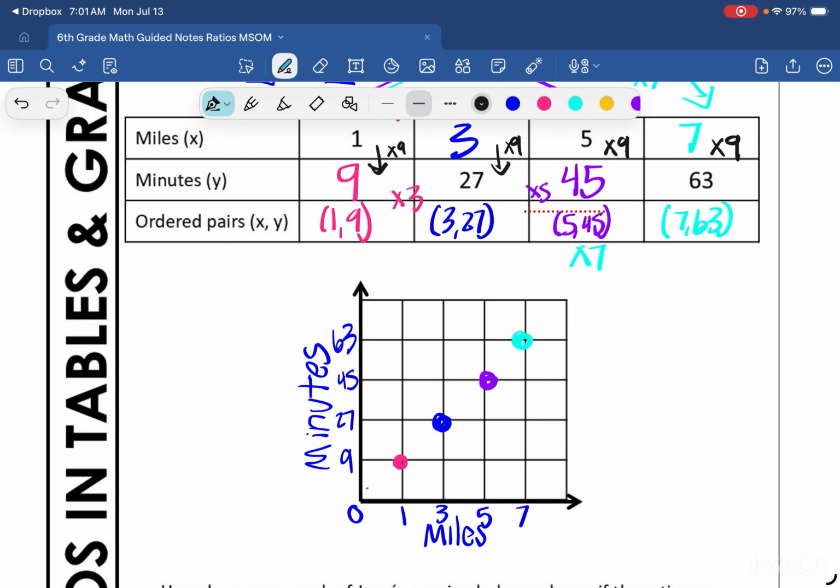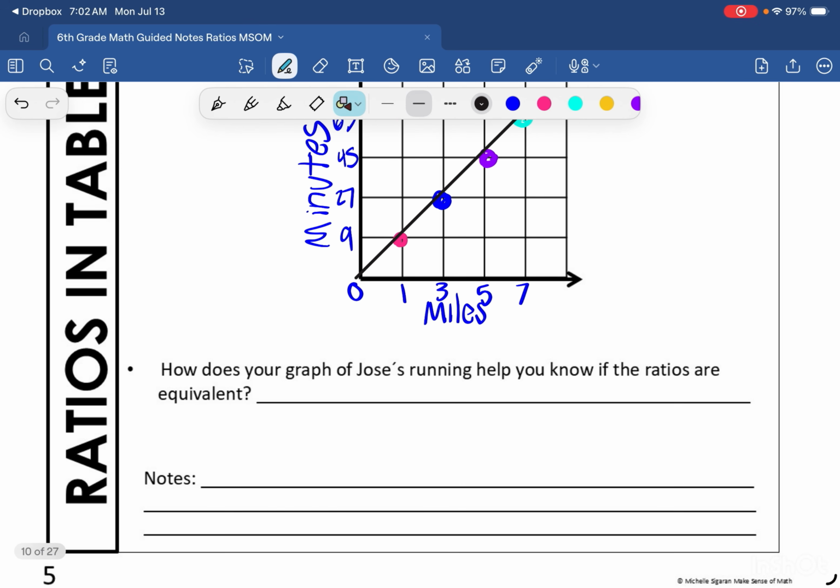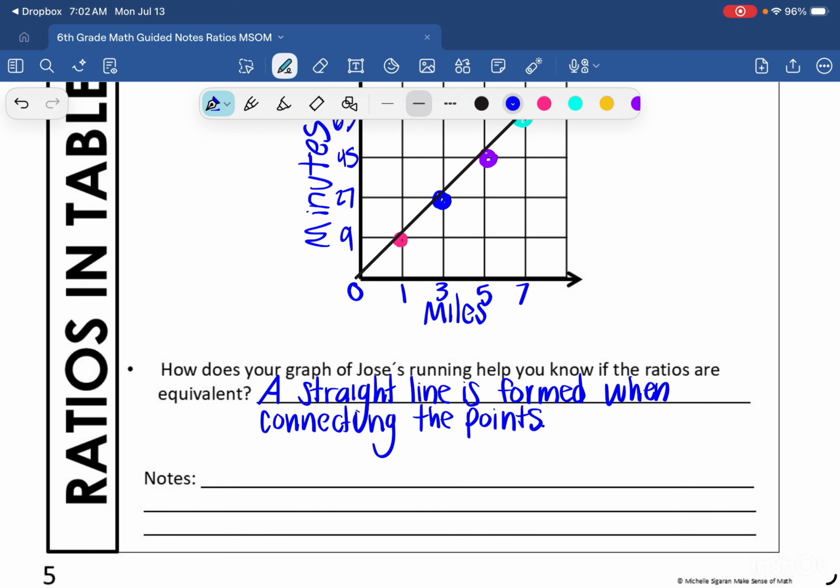And now I will connect those to make a line. Since it is a line, I know my ratios are equivalent. How does your graph of Jose's running help you know if the ratios are equivalent? A straight line is formed when connecting the points.